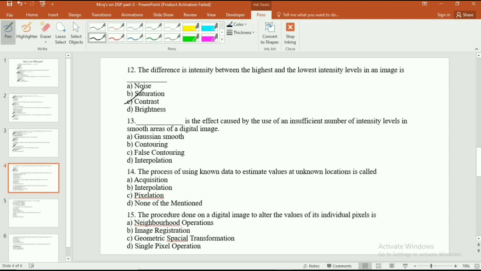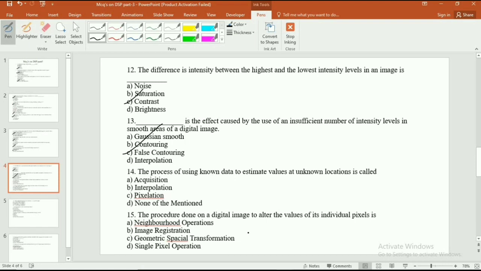Question number 13: dash is the effect caused by the use of an insufficient number of intensity levels in the smooth areas of a digital image. Option number A Gaussian smooth, option number B contouring, option number C false contouring, and option number D interpolation. This is the option, and the correct answer is option number C, false contouring.